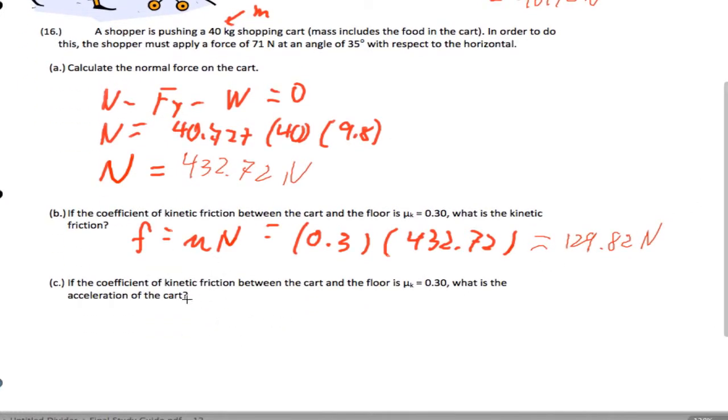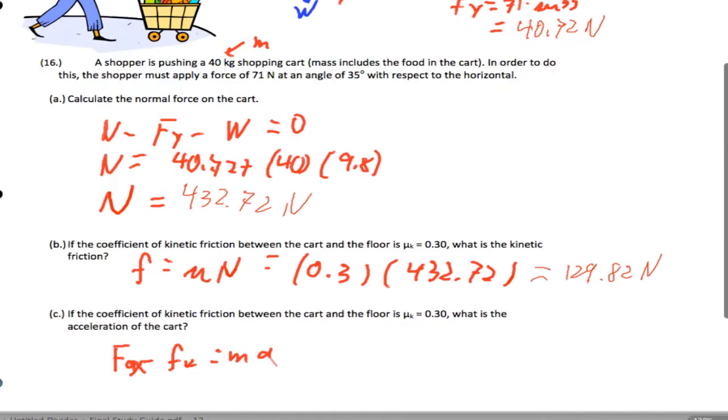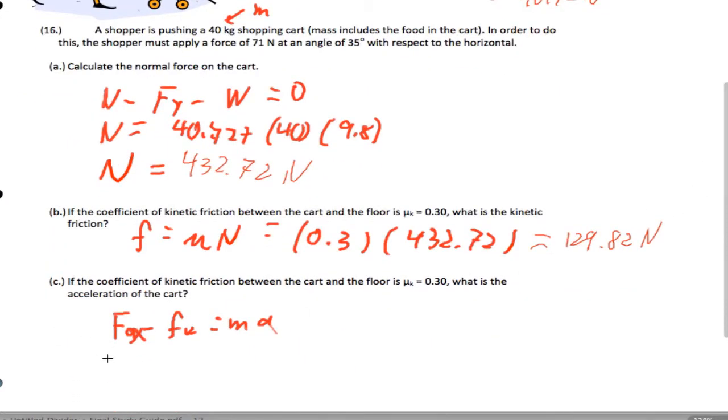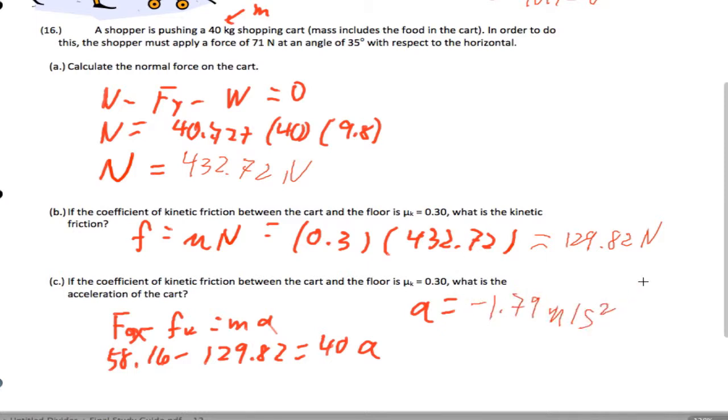Finally, let's get the acceleration of the cart. So we will have, in the x direction, Fa minus the friction equals m times a. We may get a negative acceleration, and that'll mean that we've got a really sticky patch so the cart is slowing down. So we need Fax, because we're dealing with a horizontal force. So that means Fx, which is 58.16 minus the friction, which is 129.82, equals the cart's mass times its acceleration. So when we go ahead and isolate acceleration, we're going to end up getting negative 1.79 meters per second squared.